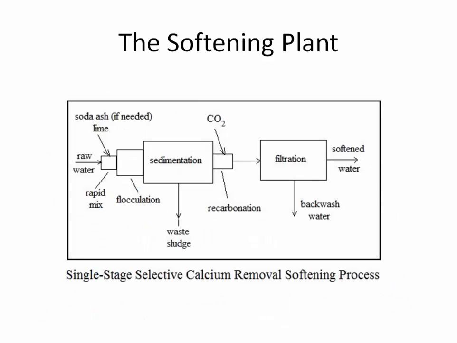Let's see where this fits into the treatment train. If we have a softening plant, you have raw water that comes in, you add lime or soda ash if you want to do non-carbonate hardness removal. You go through flocculation, sedimentation, and then you recarbonate by pumping in CO2 gas. You finally filter and you push that softened water into the distribution system.